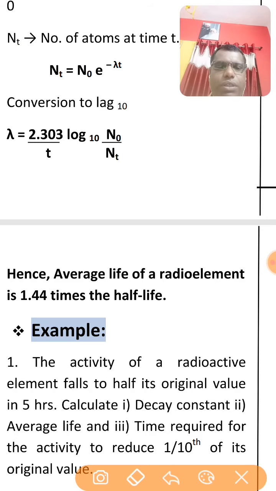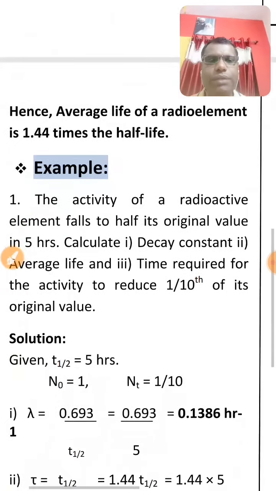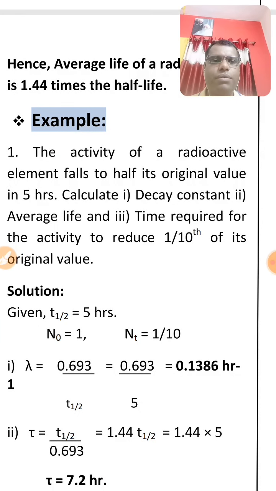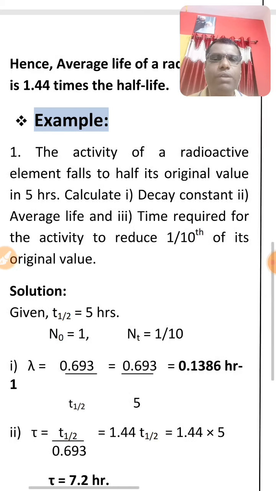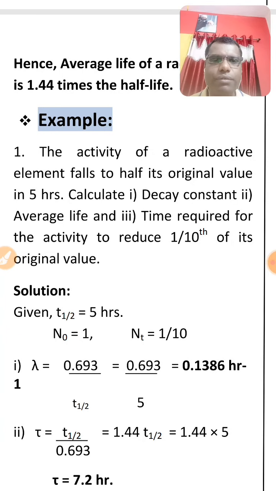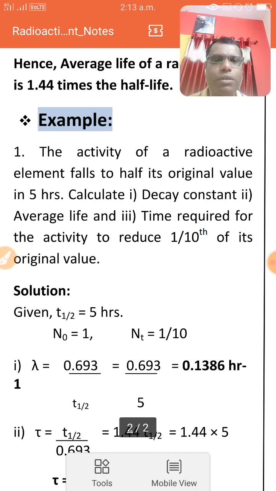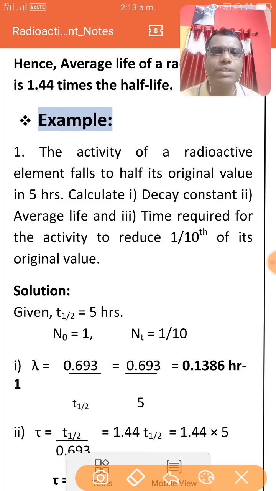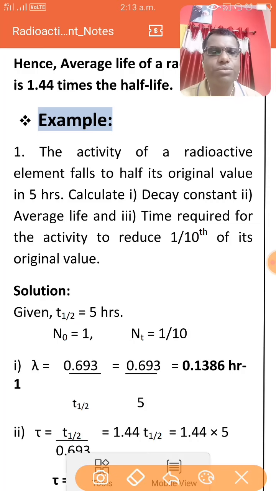Suppose one numerical is given to you: the activity of a radioactive element falls to half of its original value in 5 hours. Calculate first the decay constant, then the average life, which is also called the mean life, and the third one is the time required for the activity to reduce to 1/10 of its initial or original value. What things are given and what things are to be calculated is very important to understand here.